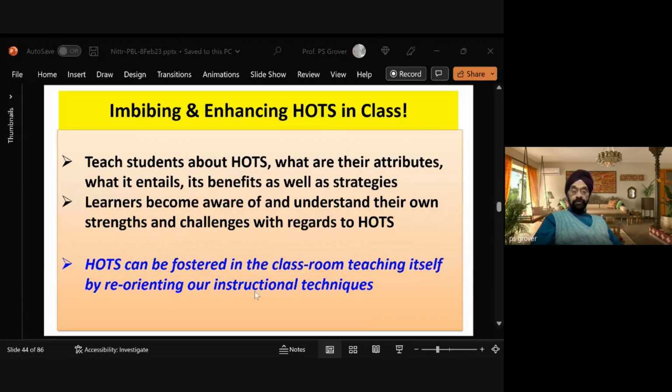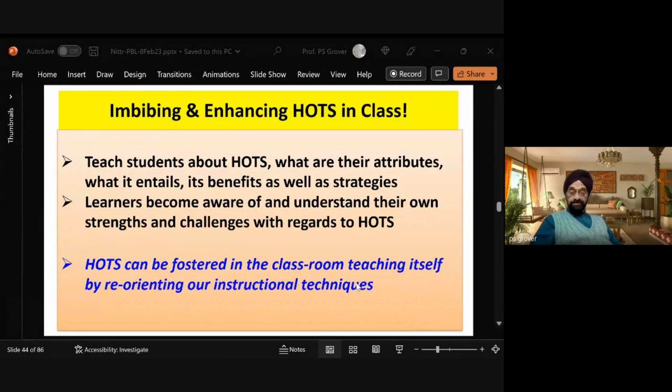Higher order thinking skill is fostered in classroom teaching itself by reorienting our instructional techniques. Please appreciate. Motivation: do you think that by having a lecture from industry experts for 1 hour, or a 2 hour half-day workshop, students can be motivated? They become aware of these things. But in order to imbibe these qualities, students must be hammered continuously during their stay in the institution. How can it be done? That is our instructional method.